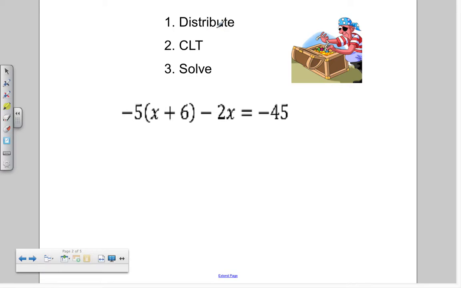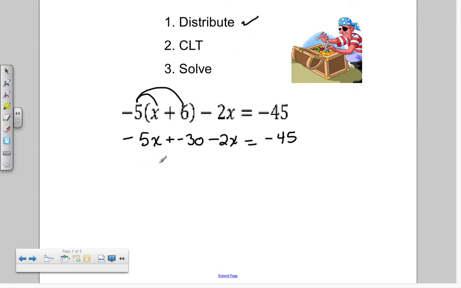So now I've got number 1, distribute, a very important step in this one. The negative 5 is going to distribute into the parentheses. The minus 2x or the negative 2x is just going to remain there. Negative 45 doesn't have anything to combine with, so we leave it as is. When I multiply negative 5 times x, I get negative 5x. When I multiply negative 5 times 6, I get plus negative 30. Then I've got minus 2x, or you can think about it as plus negative 2x, equals negative 45. Okay, so I've done my distributing.